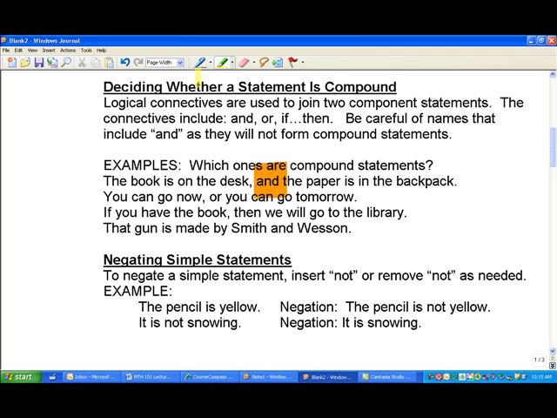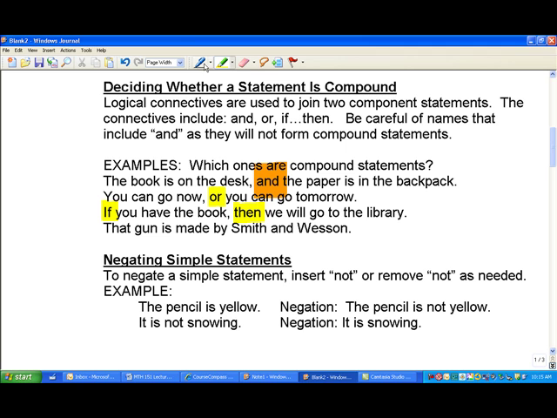The second one, you can go now or you can go tomorrow. Again, we have two simple statements or two component statements that are joined by a logical connective. So we do have a compound statement there. Next one, if you have the book, then we will go to the library. Again, we have the logical connective. In this case, it's an if-then. And the two component statements are you have the book, and we will go to the library. So those three are all compounds.